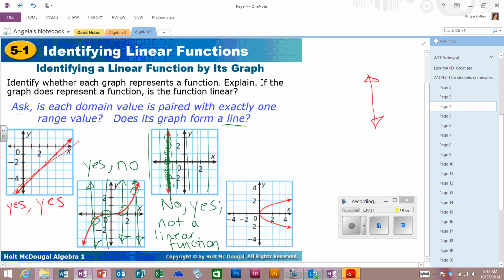Okay, let's try this next one. So if I draw lines through it, does it hit the graph at more than one x value? Well, if you look, it's hitting it at 2 points there, 2 points there, 2 points there. So no, this is not a function, and no, it does not make a line.